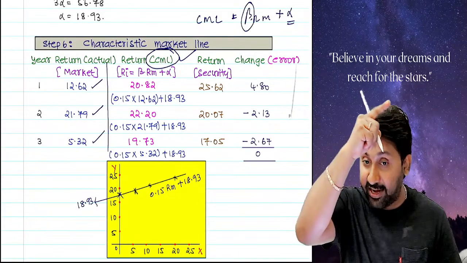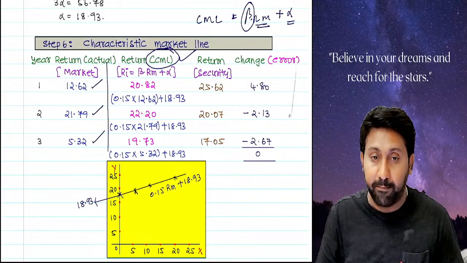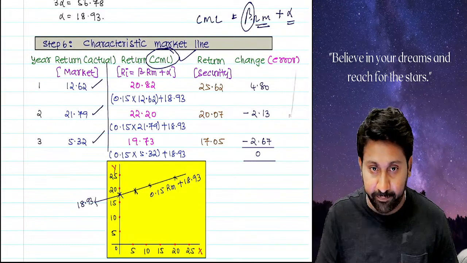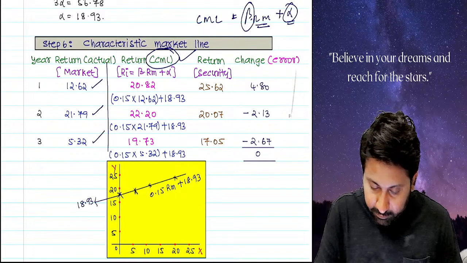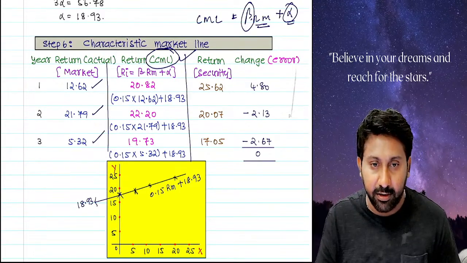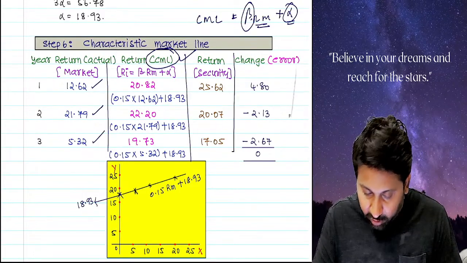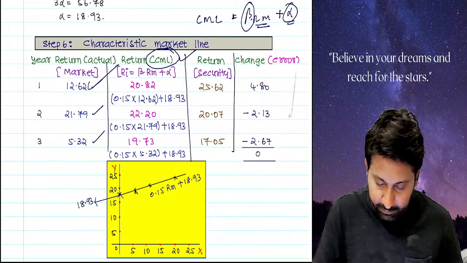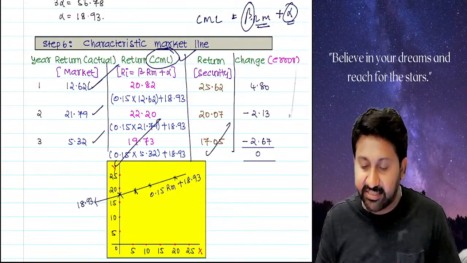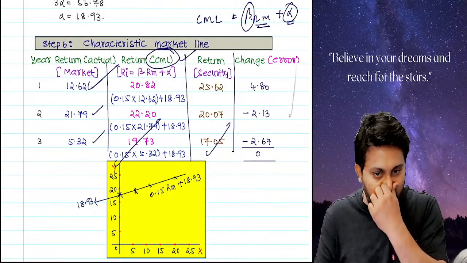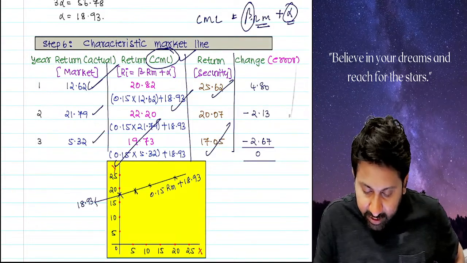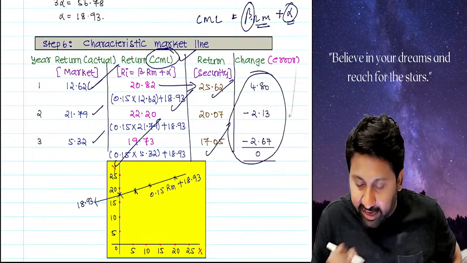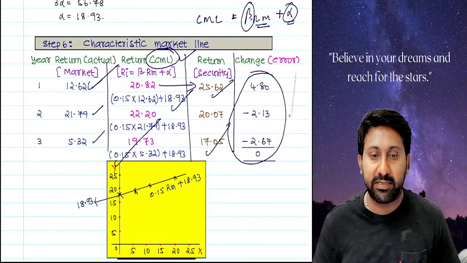Beta, you calculated in step number 1. RM is the market return for each year, plus alpha, which you calculated. For that, alpha is required. You calculated the CML return, and you have the actual return of the security. This is RM, this is CML, this is the actual return. The difference between what you got as CML and what you got as actual is the error.